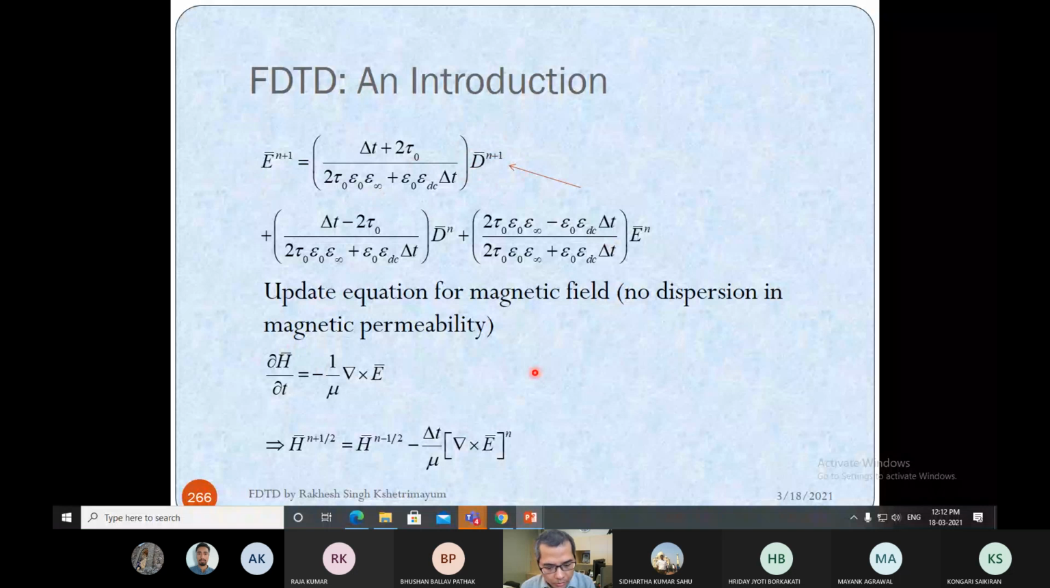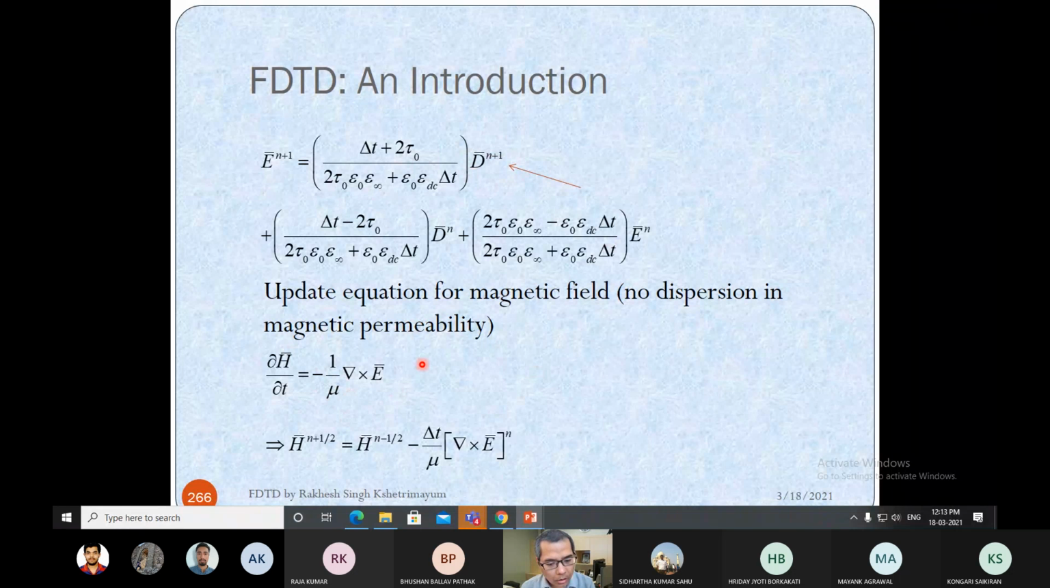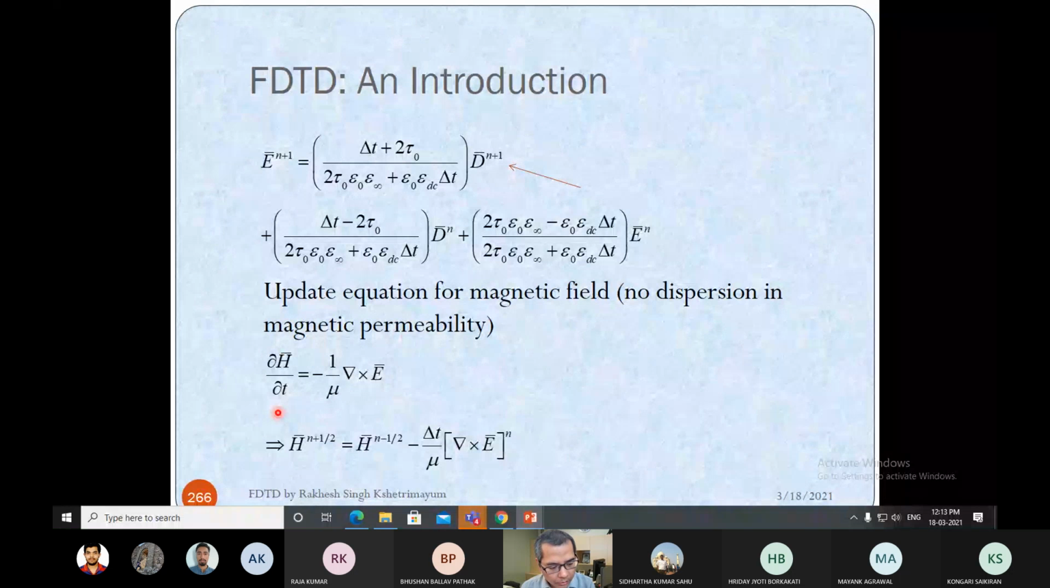And if we assume that there is no dispersion in the magnetic permeability, that means magnetic permeability mu here is independent of frequency. Usually, if you consider dielectric material, mu is not going to change. Mu is equal to mu naught. So there is no dispersion for the magnetic permeability. In that case, this is one of the Maxwell equations. You can easily do the update equation for this.